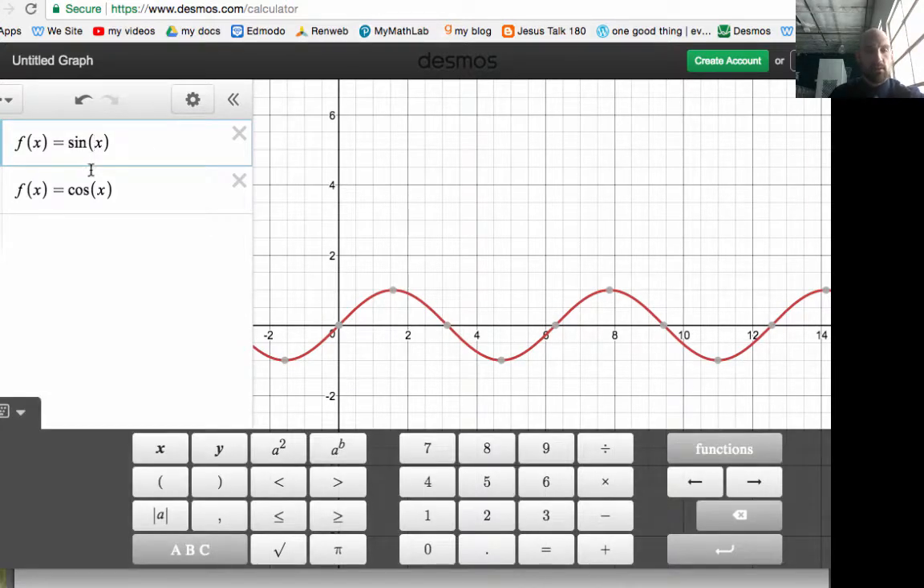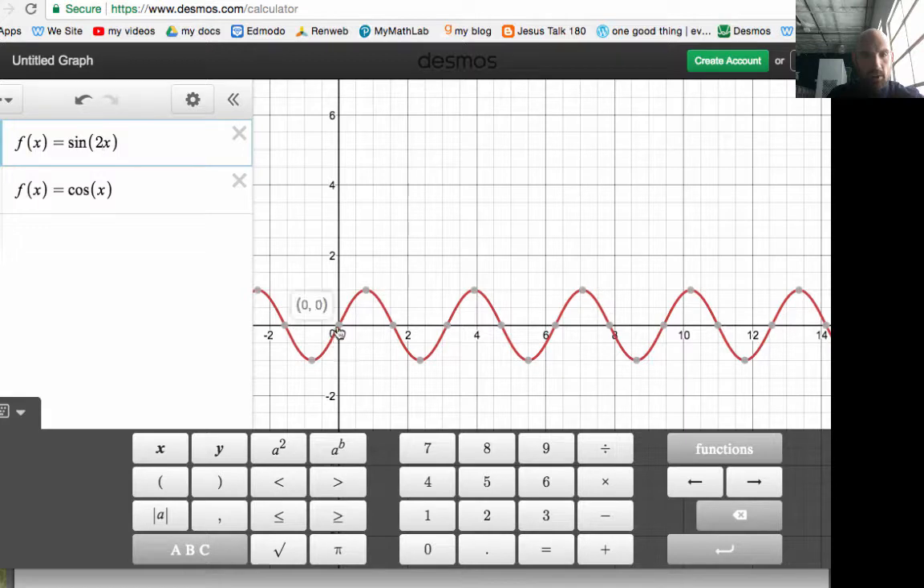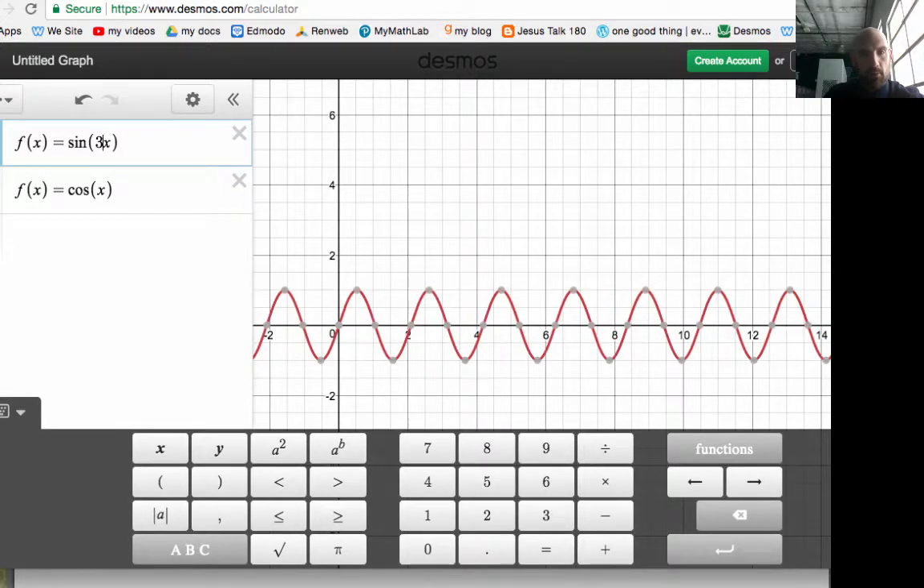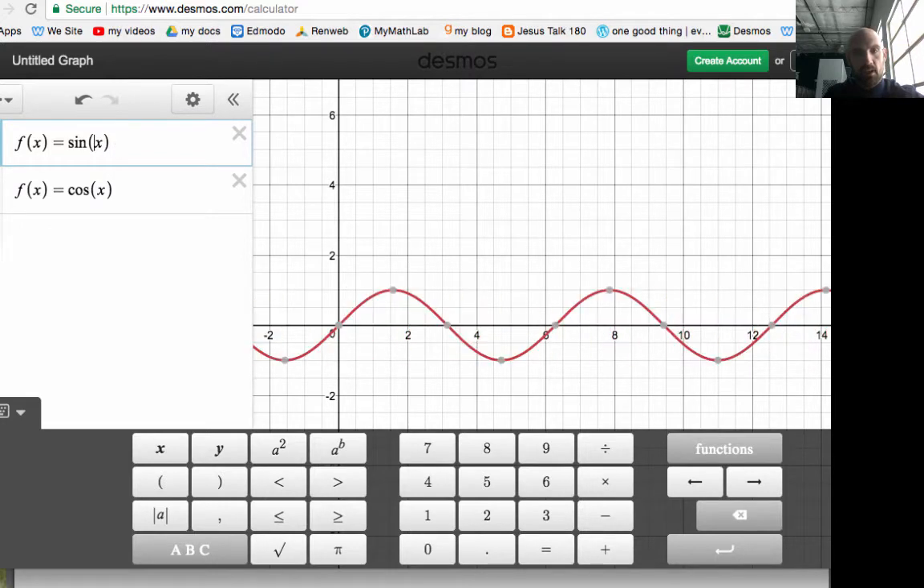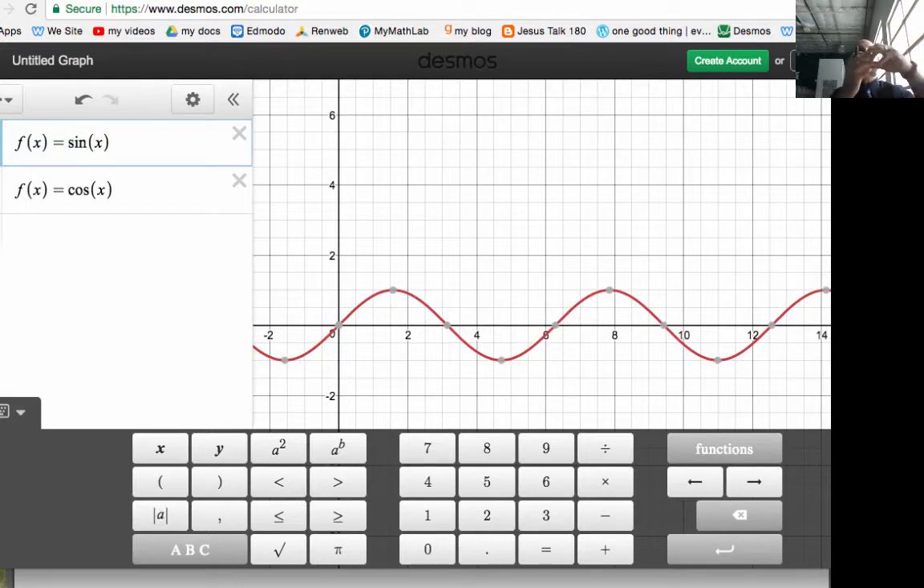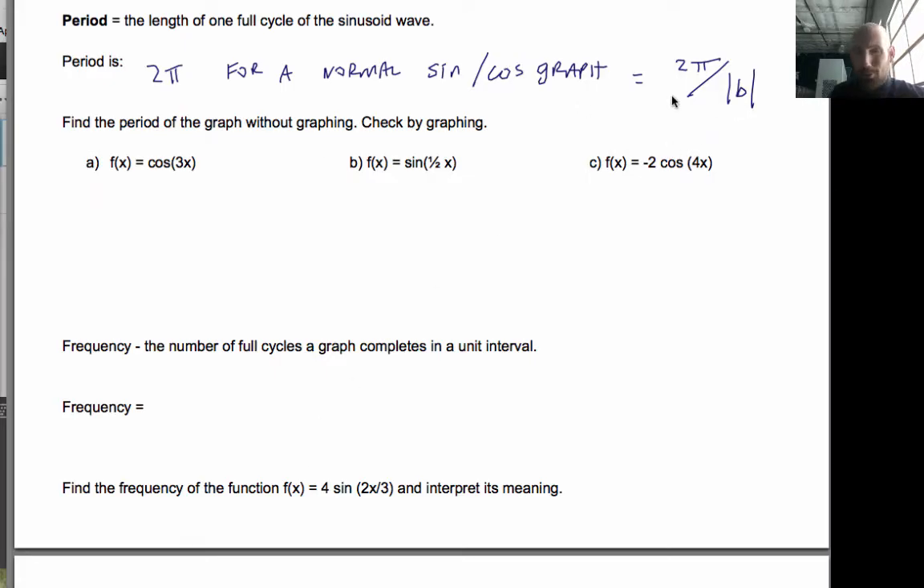If I start to mess with this though, if I put 2 in here, see how it gets choppier? Now instead of going through a full S curve of 2 pi, it's now pi. It's half as much because it's 2 pi divided by 2. What about if I made it 3? Check it out, it's even shorter, or 4, or 5, or 6, or 7. The more I increase b, the choppier it gets, because the period becomes shorter. So it's 2 pi divided by b.